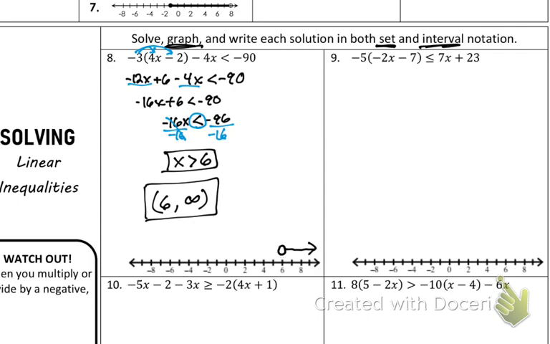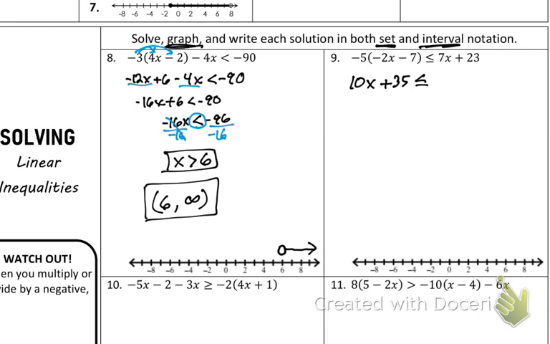Our next one, similar type problem. We have a less than, we have 7x plus 23. Once again, I'm going to distribute that negative 5 to both, making sure I change my signs. So I'm going to have a positive 10x, a positive 35, and less than or equal to. So I'm looking at that less than or equal to. That's going to create brackets. That's going to create closed dots.